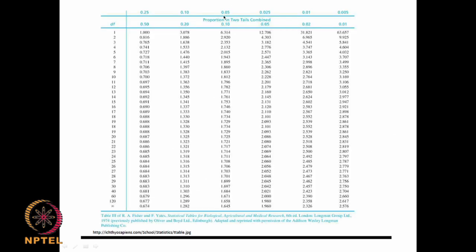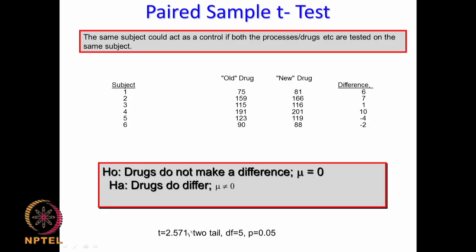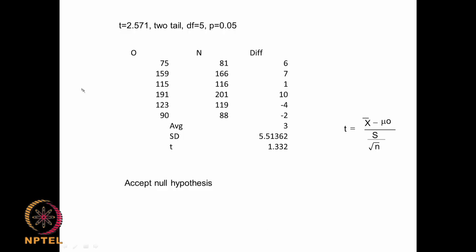So p is equal to 0.05 for a two-tailed test, degrees of freedom is 5, so my t value is 2.571, two-tailed test, remember that. So 6, 7, 1, 10, minus 4, minus 2, I calculate the x bar and I will try to see whether this x bar is statistically different from mu naught of 0.